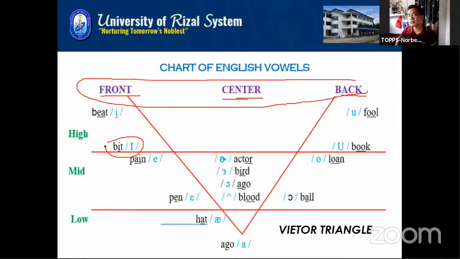So that is the first vowel sound, the long E and then the short E sound. Once again, the long E sound is produced when the tongue moves forward, the height of the jaw is high, and the duration of the sound is long. We produce the short E sound when the tongue moves forward, the height of the jaw is high, and the duration of the sound is short.